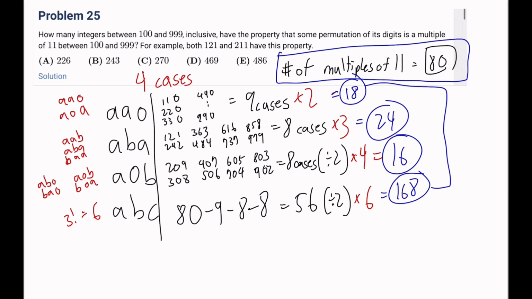So 18 plus 24 plus 16 plus 168. If you add them up, 18 plus 24 plus 16 is 58. 58 plus 168 is 226. So the answer is 226, and that's the answer. The answer is A. So that was it for the 2017 AMC 10A, and thank you for watching.